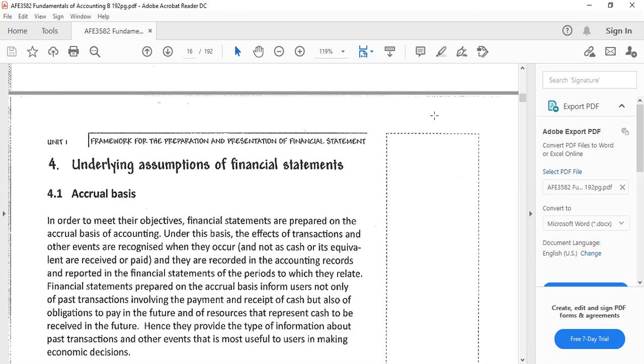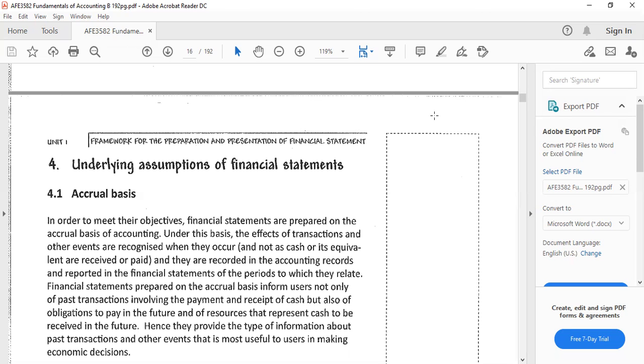If you have a paper somewhere, just write down this. Prepaid expenses and accrued income are current assets. Accrued expenses and income received in advance are current liabilities.